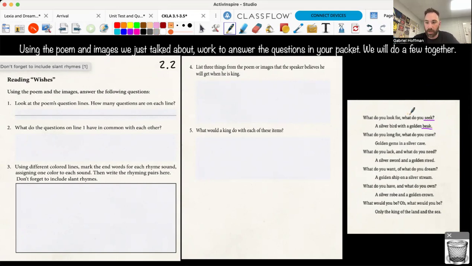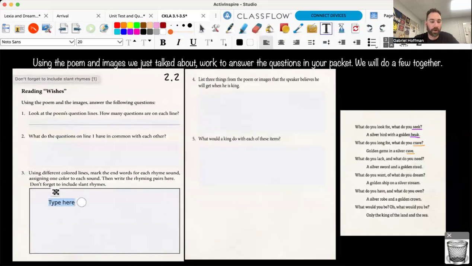Then the next one, what do you crave? And golden gems in a silver cave. I'm going to underline those two. So I've given you two examples. Go through and underline the rest of them with colors. After you do that, it says, then write the rhyming pairs here. Don't forget to include slant rhymes. So if I had seek and beak, I would put over here seek and beak. And then underneath that, I would put crave and cave. I've given you two. You're going to do the rest on your own.